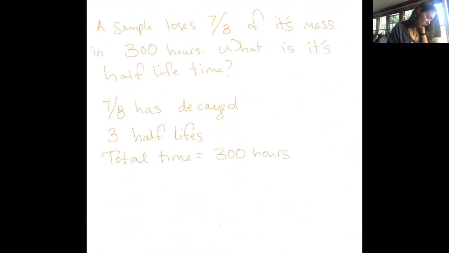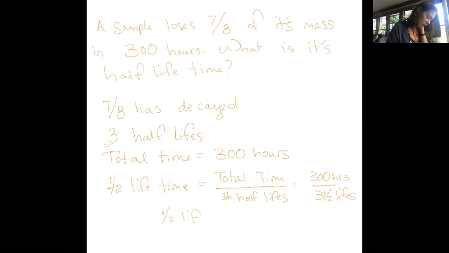All right. So if I say the half-life time, right, will be equal to my total time divided by the number of half-lives, right? So that's 300 hours. And remember, we determined that we had 3 half-lives. So we must have a half-life time of 100 hours.